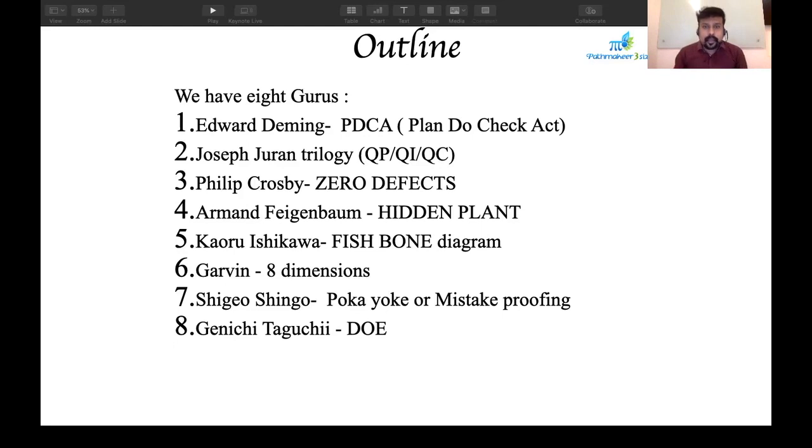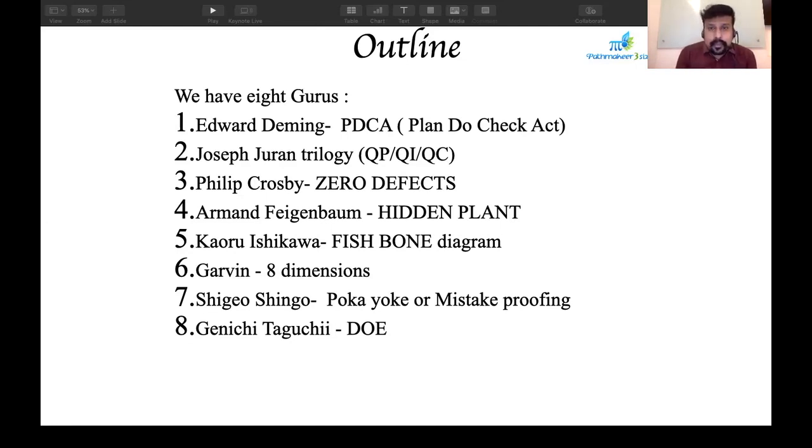Next, coming to Philip Crosby. He discovered zero defects. Before his contribution, defects were part of everyday life for them. So there was nothing like elimination of defects. He was the one who expected a product with a zero defects policy.